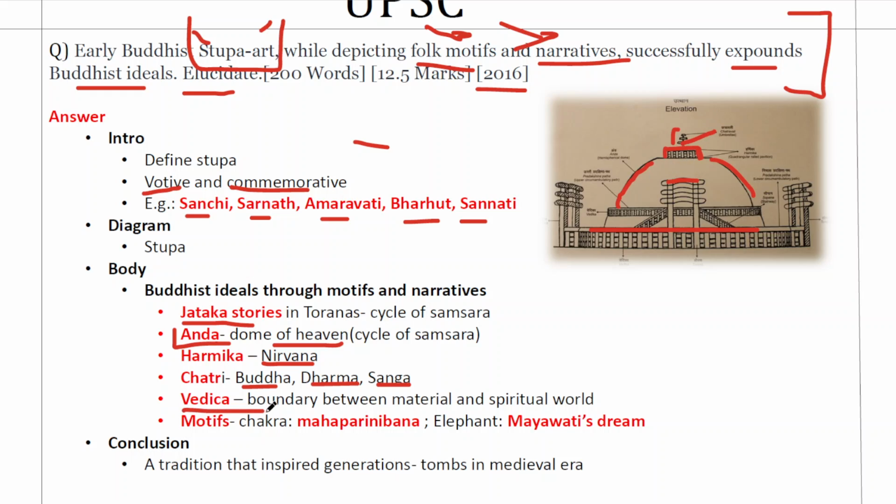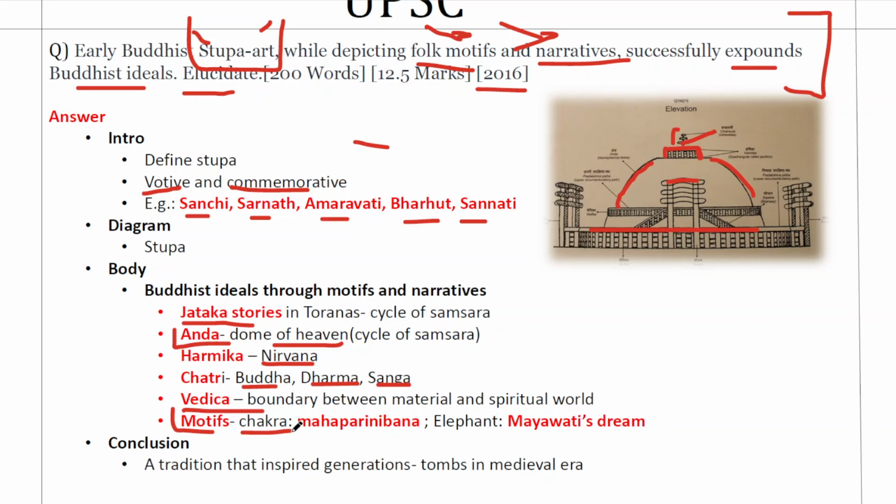Next is the Vedika. The Vedika is the boundary between the material and spiritual world. It is in fact the boundary of the stupa, and this boundary represents the separation between the material and spiritual world. Then you have the motifs. If you take the Torana or other architectural structures of Buddhism, you have various motifs, and I will give you two examples.